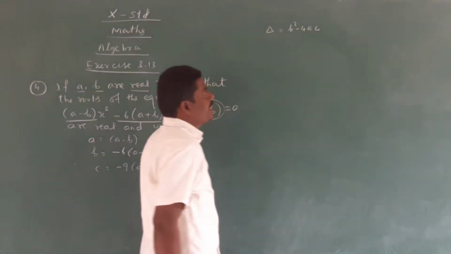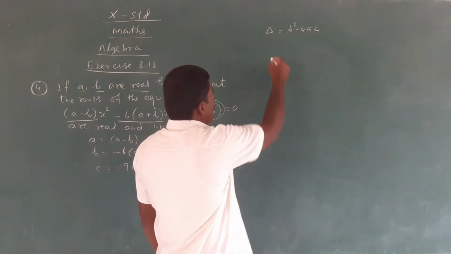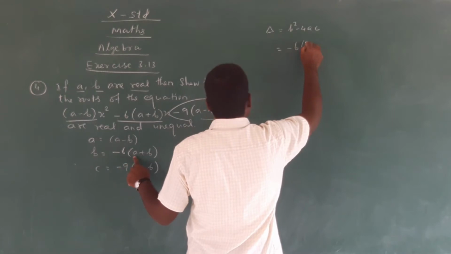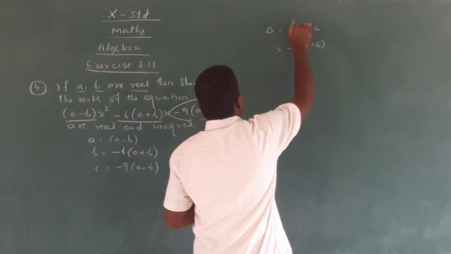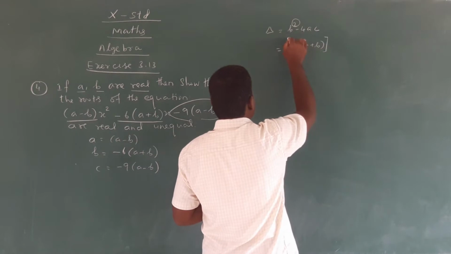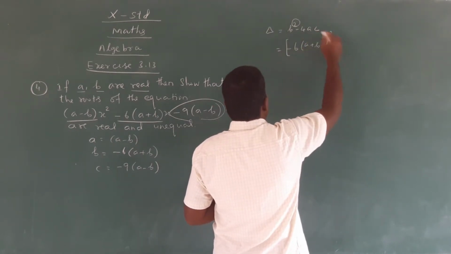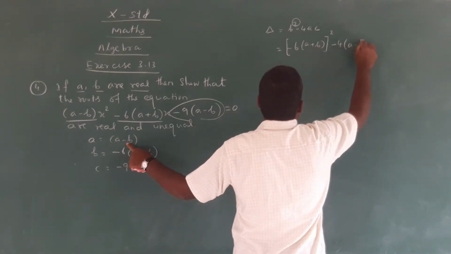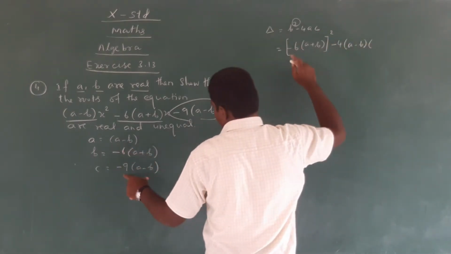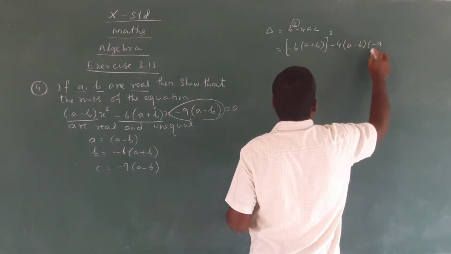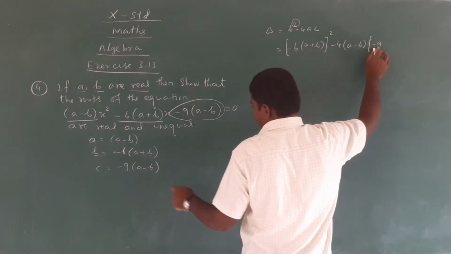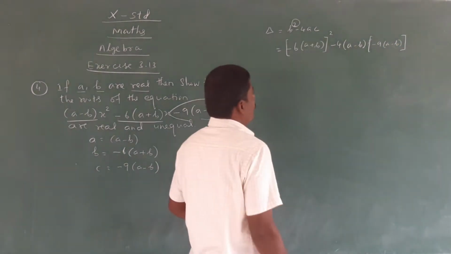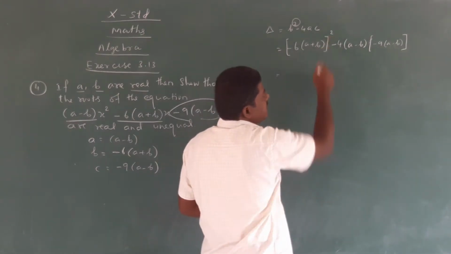So now delta equals b² - 4ac. This is the formula for finding delta. Now the value of b is what? Minus 6(a + b), and the square is there. We write the square here. Minus 4 into the value of a, which is (a - b), into c. The value of c is minus 9(a - b), here you take the square bracket. Now here the whole square is there.